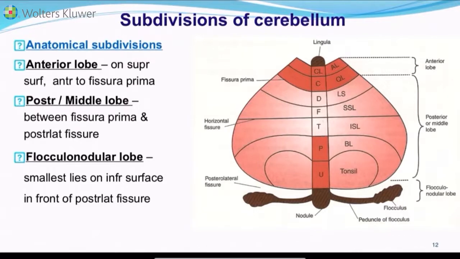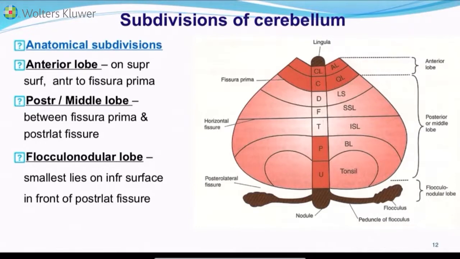The anterior lobe is on the superior surface anterior to fissura prima. The dark red colored area, whatever lies in front of fissura prima, that is the anterior lobe, in brick red color or dark red color. Posterior lobe or middle lobe is a part of the cerebellum that extends from the fissura prima to the posterolateral fissure, which is labeled at the bottom of the diagram.